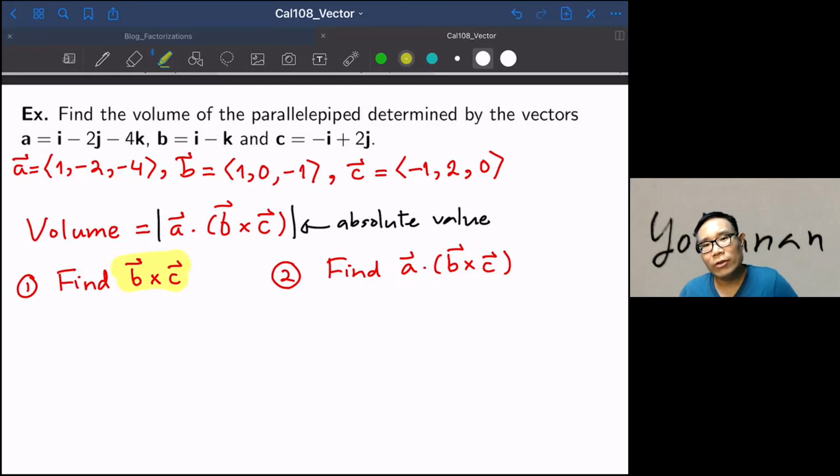Okay, so that's it for all of the vector material that we're going to need for the next topic, which is about straight lines in 3 dimensions.